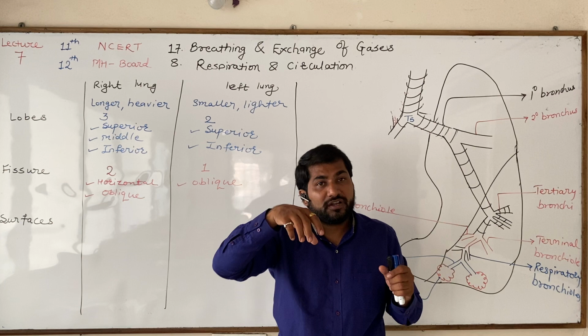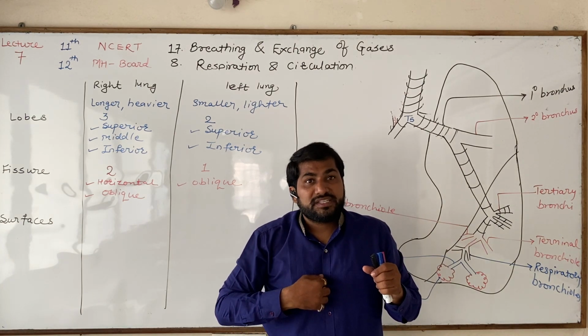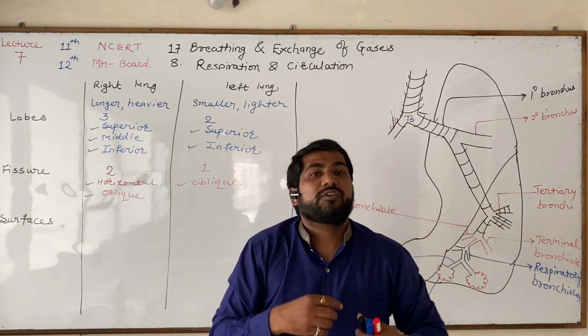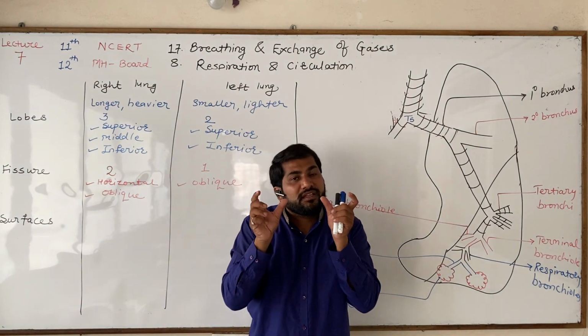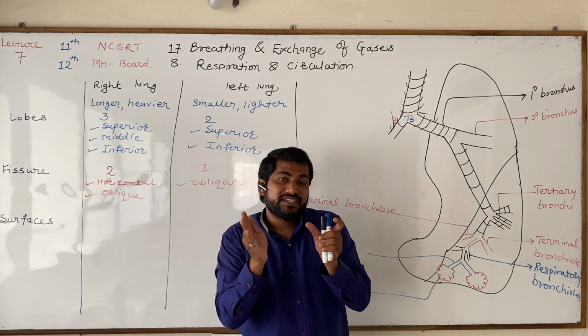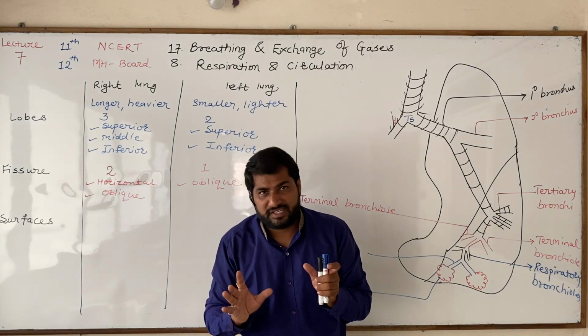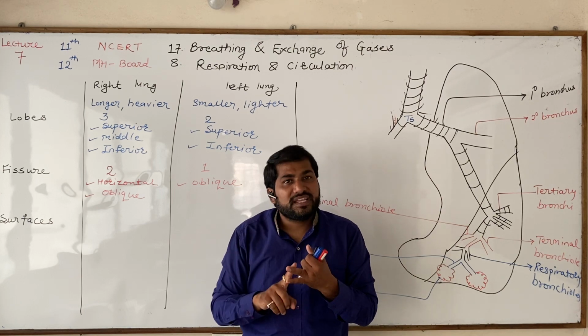The part of the lung which is in contact with the area present between the 2 lungs, that is called the mediastinum. So the part of the lung which is facing towards the mediastinum is called the mediastinal surface. These are the 2 surfaces: costal surface and mediastinal surface.